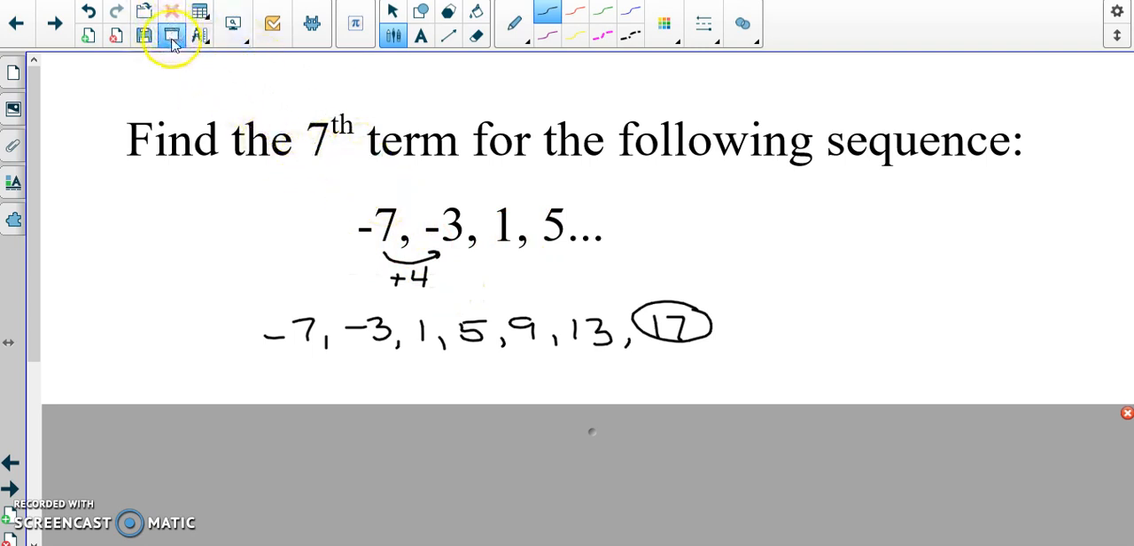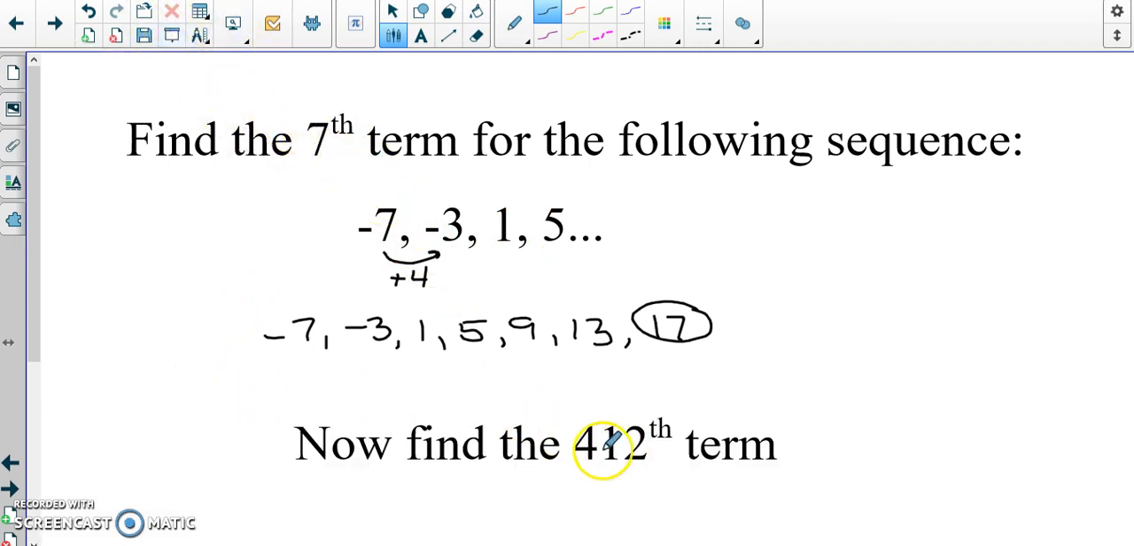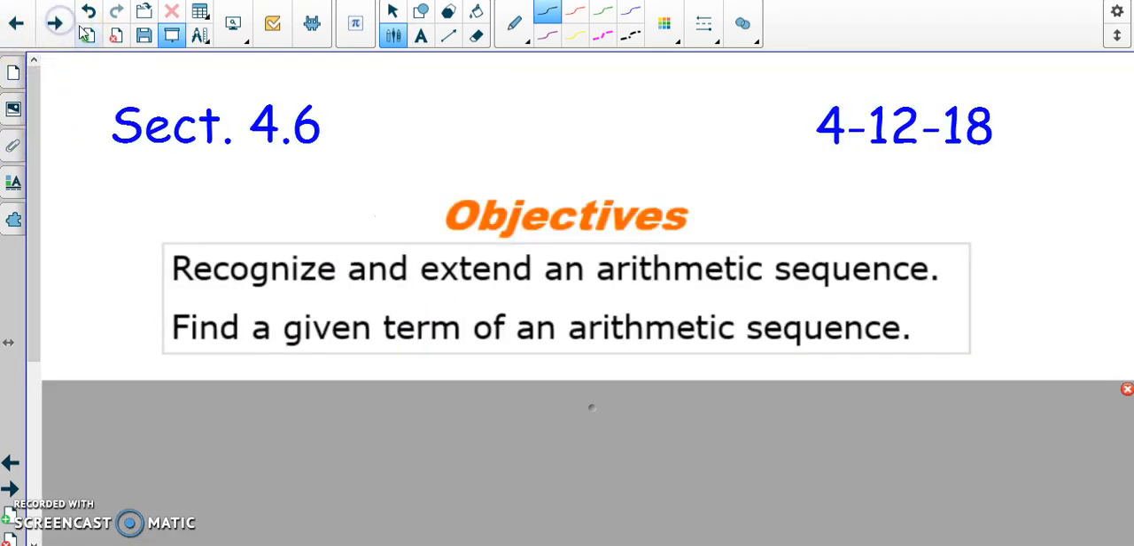But what if you were asked to find the 412th term? You would not want to add that 411 times. So what we're going to do is come up with a formula to figure out how to come up with any term at any time. That way we don't have to list them out. So that's kind of the objective of section 4.6. All right, now you do have guided notes, and we'll be filling in those guided notes.